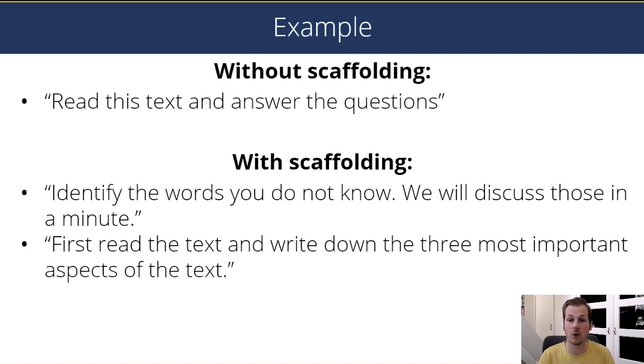First read the text and write down the 3 most important aspects of the text. So I'm not asking any questions just yet. I just want them to read it and then think about what they think are the 3 most important aspects. So you see, this is not really a language-based scaffold. This is more of a learning-based scaffold because I want them to identify main parts, which is of course tricky to do.